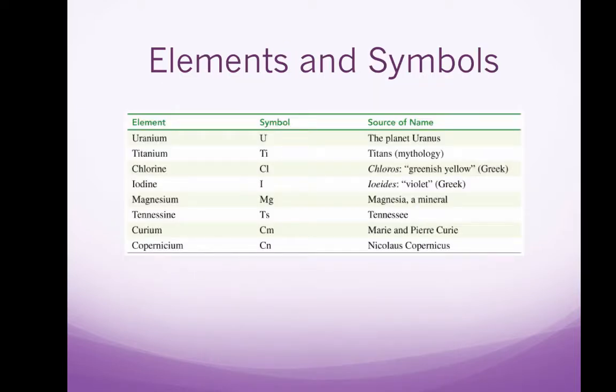Okay, now let's talk about element symbols. So each element has a name and then a symbol, a one or two letter symbol that corresponds with it. So here's just some examples of element names, their symbols, and the source of the name. So for example, uranium, its symbol is U. It's named after the planet Uranus. Titanium, its symbol is Ti, and it's named after the Titans from mythology. Magnesium is named after magnesia, a mineral. Curium is named after Marie and Pierre Curie.